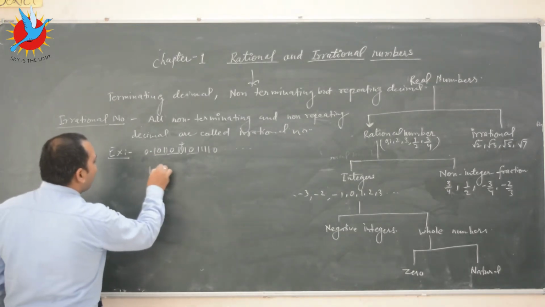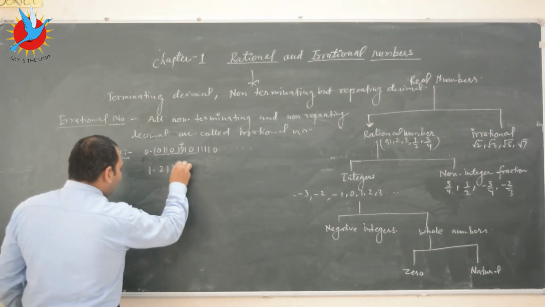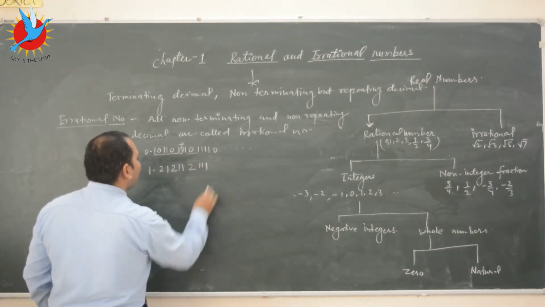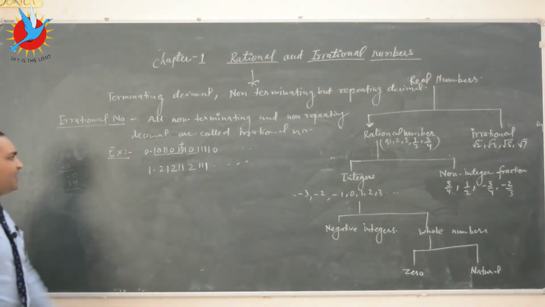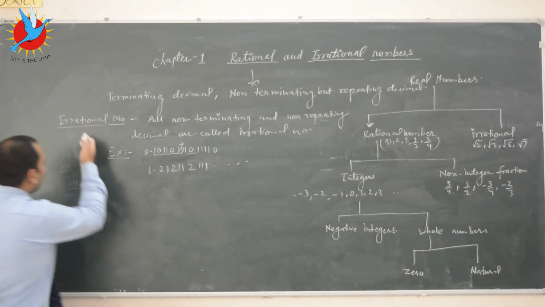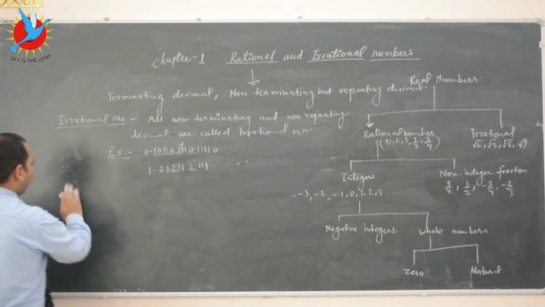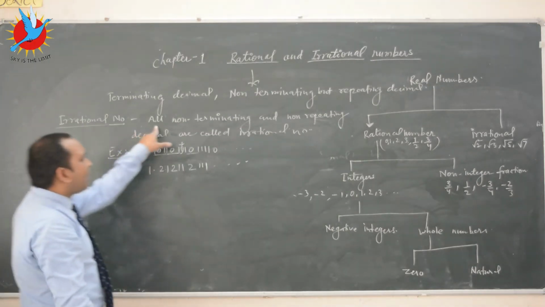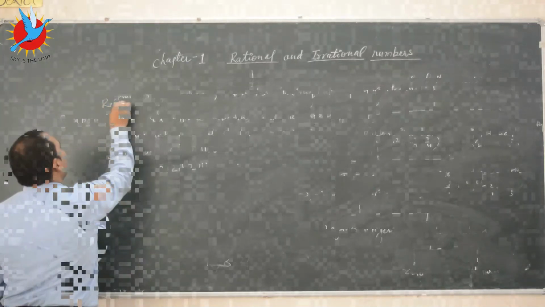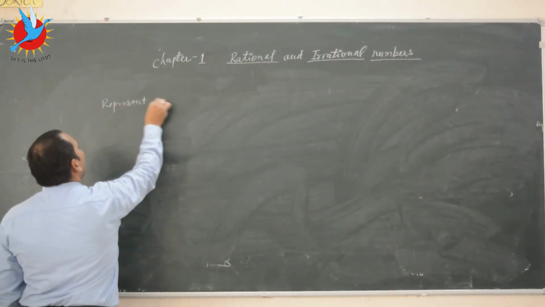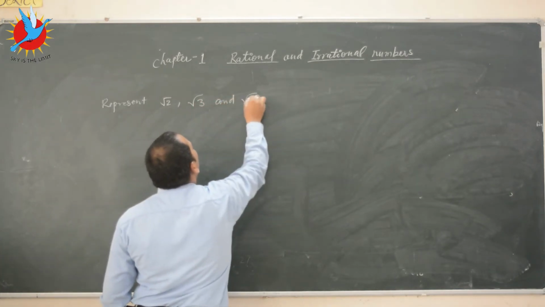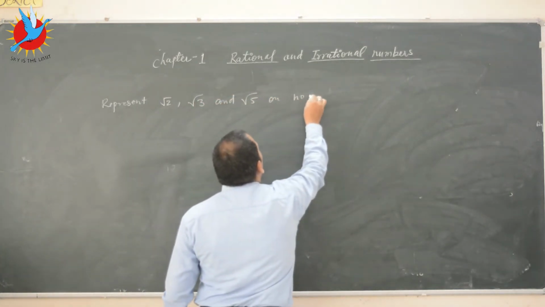Other example: 1.2111. Similarly, this is also a non-terminating and non-repeating decimal, so it is an irrational number. All non-terminating and non-repeating decimals are called irrational numbers. Now we represent under root 2, under root 3 and under root 5 on the number line.